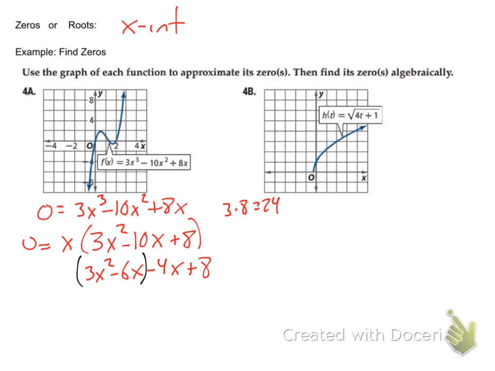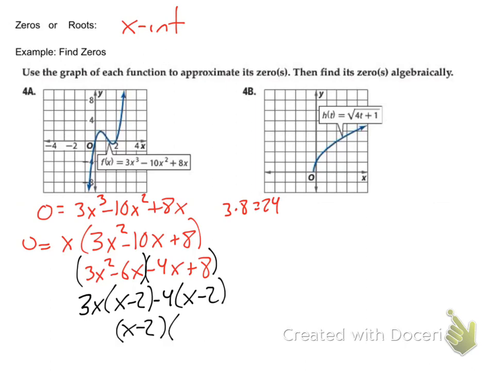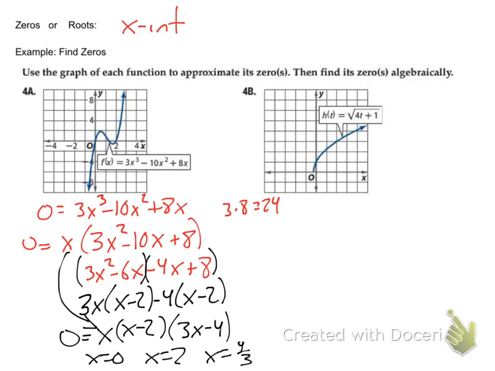Using factor by grouping, I can take a 3x out of the first group, leaving x minus 2, and take a negative 4 out of the second group, leaving x minus 2 again. That leaves you with x minus 2, squishing together the outside parts, 3x minus 4. Don't forget that you have to drop down this first x. Everything is set equal to 0. So x equals 0, x equals 2, and x equals 4/3 because I add 4 and divide by 3. And 4/3 is 1.3 repeating, which is really close to what I thought it would be at 1.3.